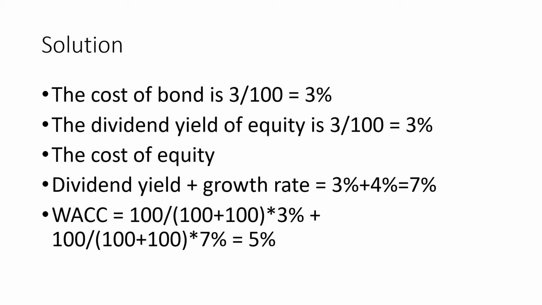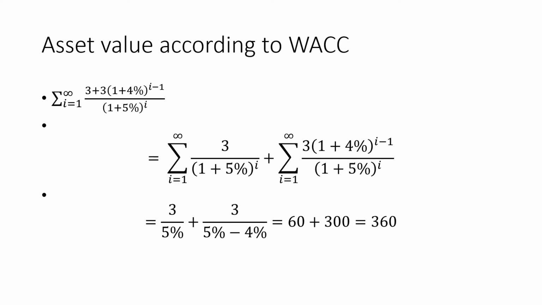WACC is equal to 100 over (100 plus 100), this is the weight of debt, times 3%, this is the debt discount rate, plus 100 over (100 plus 100), this is the weight of equity, times 7%, this is the cost of equity. The result is 5%. Now the asset value according to WACC.